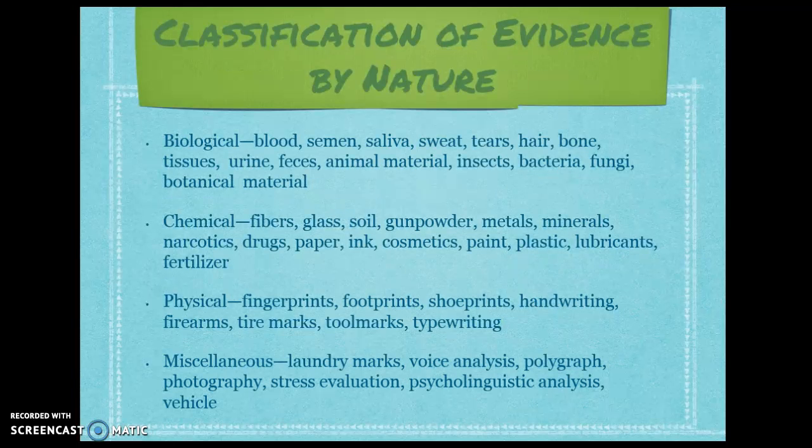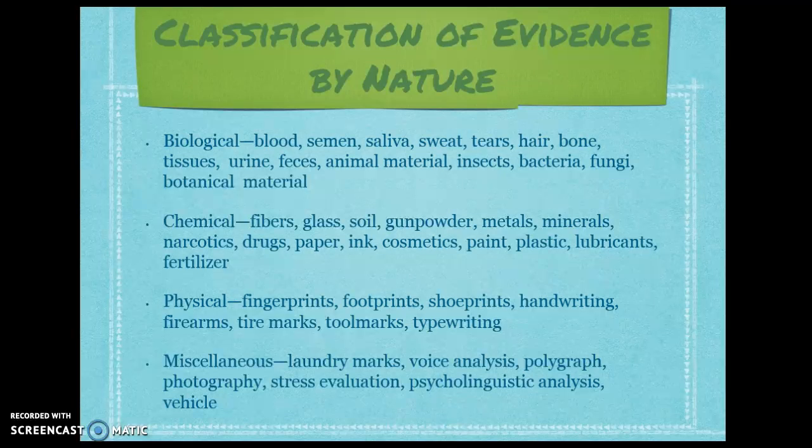We do classify evidence by nature. So biological is anything that you can test, usually DNA with, but it's anything that is found in the biological world. So insects fall into that, bacteria, blood, semen, saliva, all of that. Chemically speaking, we analyze fibers, gunpowder, minerals, narcotics or drugs, paint, plastics, all sorts of stuff.